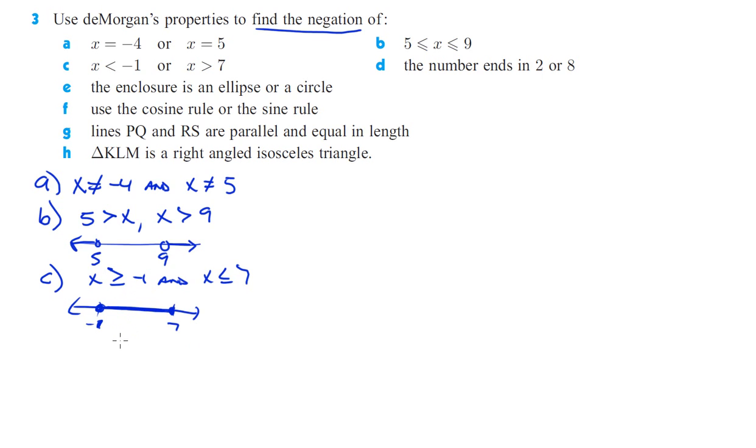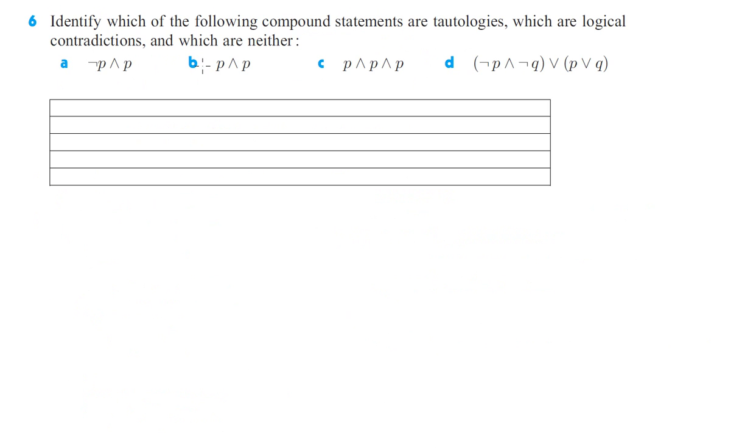So that's why this would be a better one to write as, put x in the middle. We got -1 out here and 7 out there. X is greater than or equal to -1, but it is less than or equal to 7. Okay? All right. D6. Identify which of the following compound statements are tautologies, which means that they are all true.